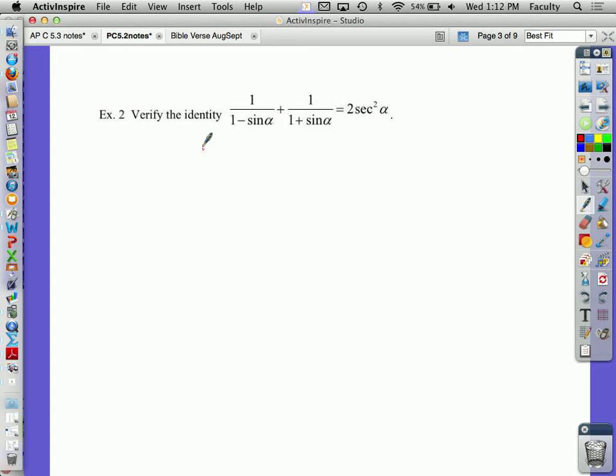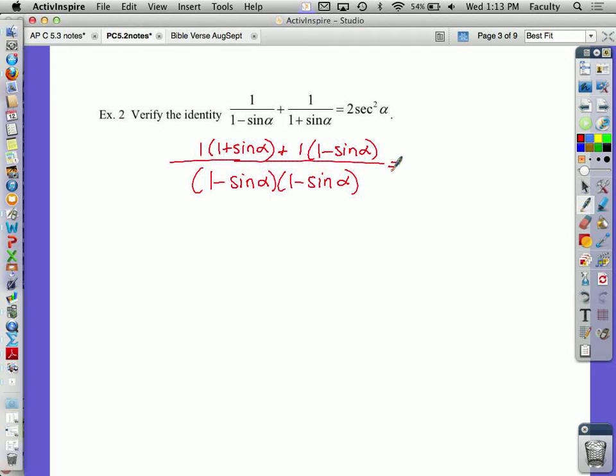All right, so I'm going to work the left side, and I'm going to build a common denominator. So I'm going to multiply, and I'm going to use alpha because I like my Greek letters. And so all I've done is I'm building my common denominator, okay?